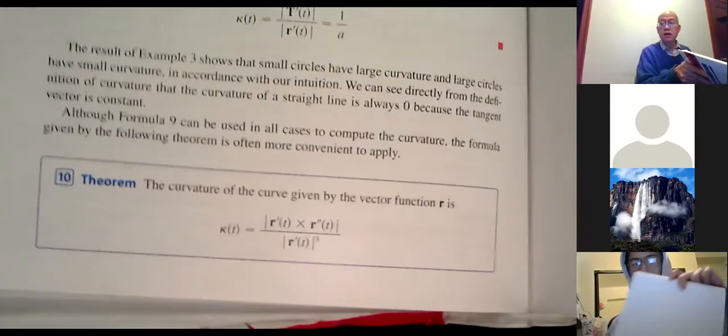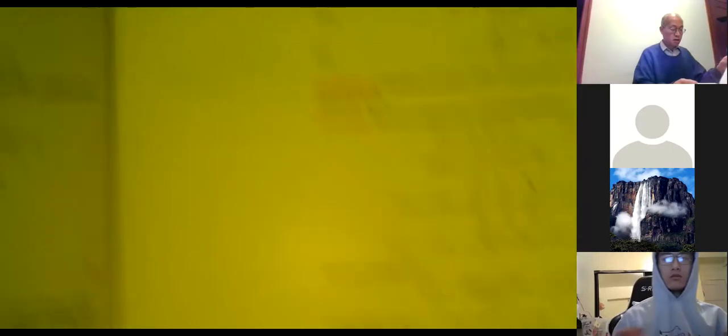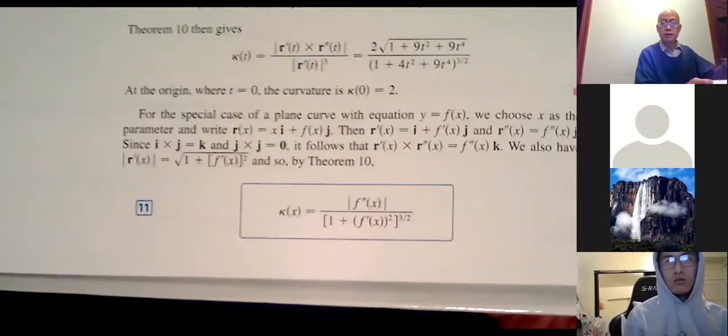So again, in terms of what you should put in your cheat sheet: equation 9, and page 864, equation 10, equation 11 for plane curve.